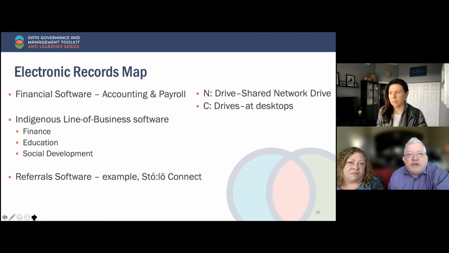Now, this slide shows our first steps in mapping electronic records across an Indigenous landscape. We want to know what software is being used by each of the departments and what types of records are stored in them.